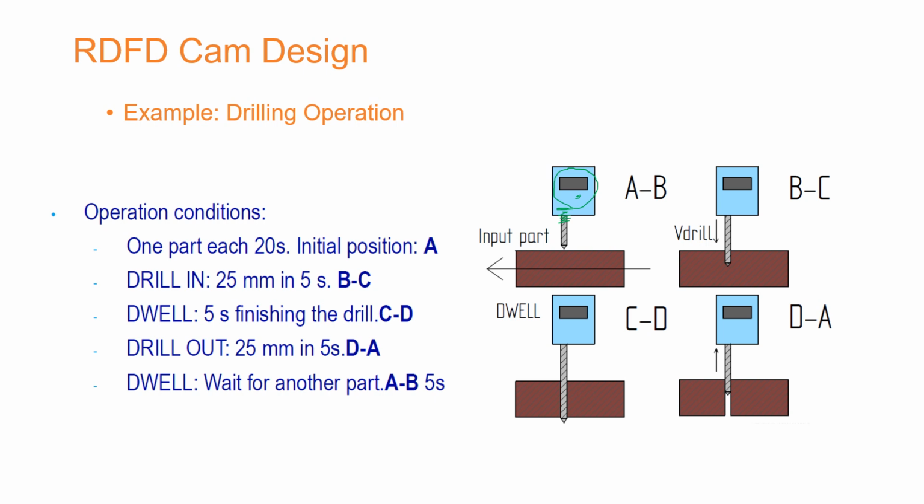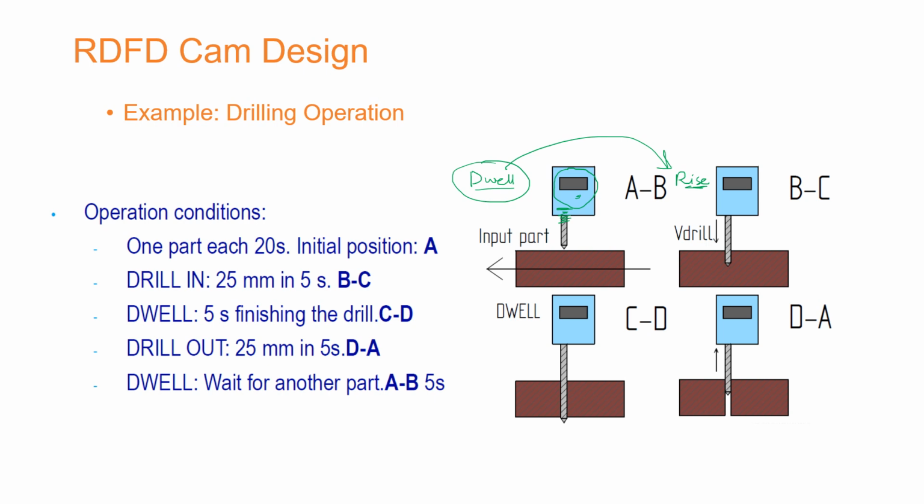So the operation is such that you start with a dwell when there is no motion on the drill bit or on the follower. Then once the dwell has been performed, meaning that you have placed the component just underneath the drill bit, you're free to move to the next stage where you can bring the drill downwards. So this is going to correspond to rise on the follower.